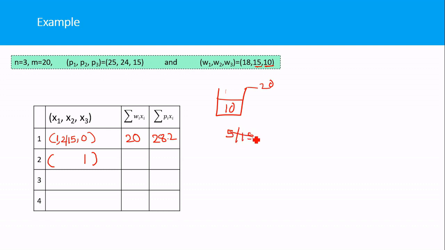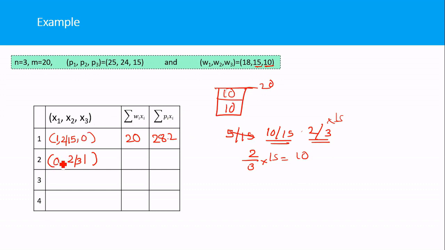So I can add a 10 by 15th fraction, that is only 10 kg out of 15 I can add. 10 by 15 is equal to 2 by 3, so I will add a 2 by 3rd fraction of the second item. 2 by 3rd of 15, that is 2 by 3 into 15, will be equal to 10. So this 10 I will add here, and my bag will be filled to a total of 20. So I will not add the first item.